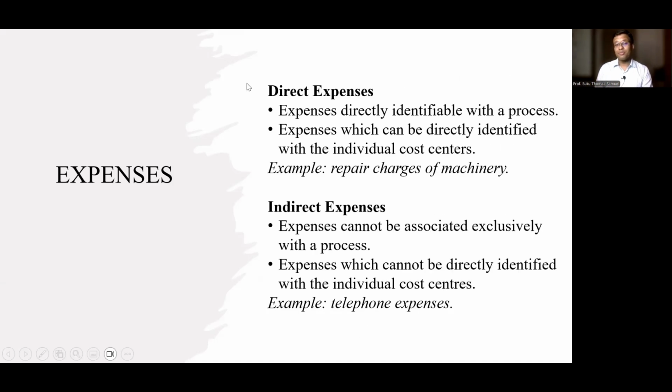So with that, we've come to the end of the discussion of the elements of cost. A quick recap: there are three elements: material, labor, and expenses. Each of these elements can be further classified into direct and indirect. So with that, we've come to the end of this video tutorial.